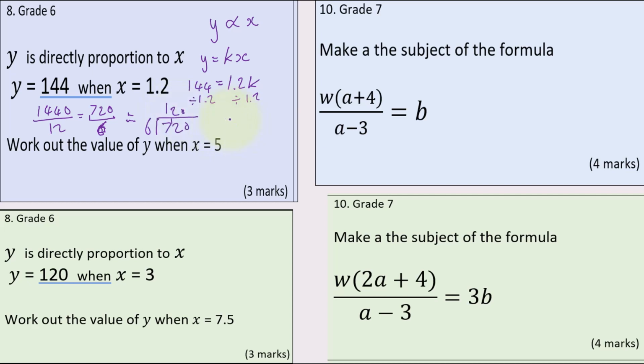So 120 equals k. We can then write this formula y equals 120x, because k is 120. So when x equals 5, y equals 120 times 5, which is 600. So y equals 600. A very easy 3 marks on a 3-mark question.